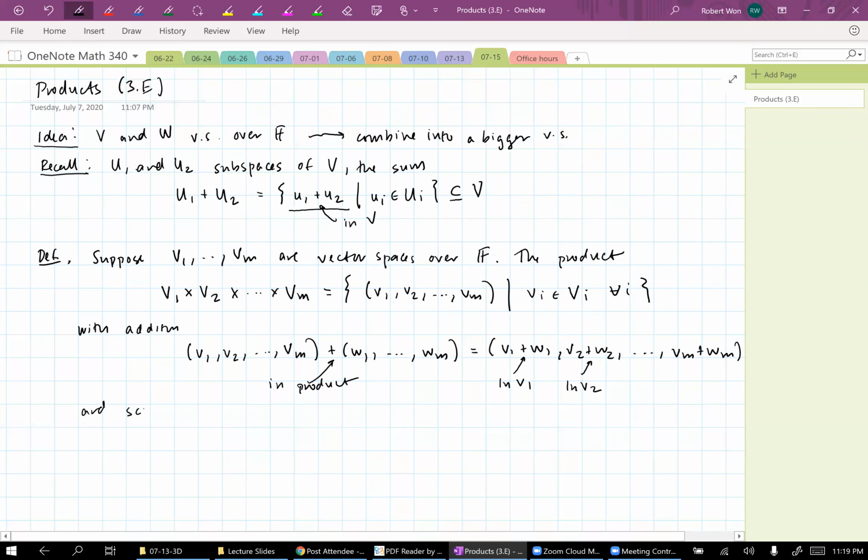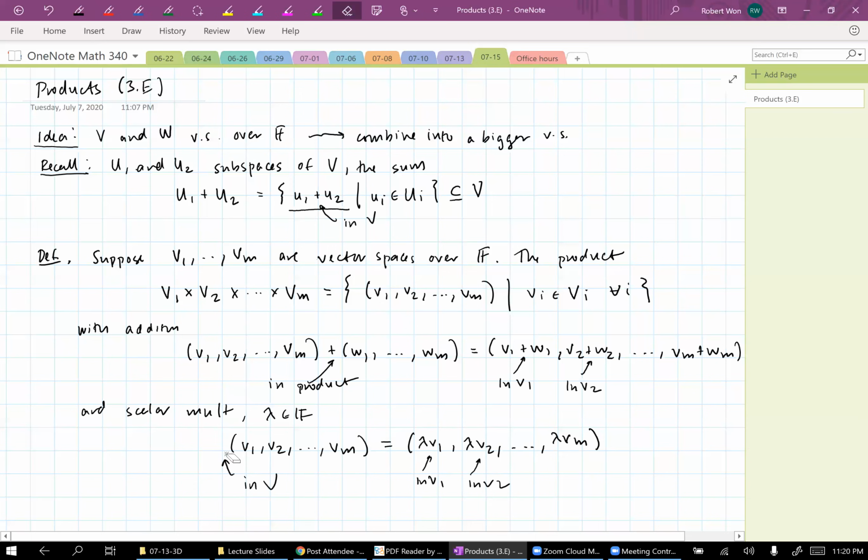Okay, and scalar multiplication, you could probably guess, if you have a lambda in F, then when you scalar multiply an element of the product, you just scalar multiply into each component. And this makes sense because each of the Vi's is a vector space, right? So this scalar multiplication is in V1, this scalar multiplication is in V2. That's the definition of the scalar multiplication in the product. Okay, here I'm trying to point to the product part of it. Obviously the scalar is in F. And this makes the product into a vector space over F. So I'll just state this without proof.